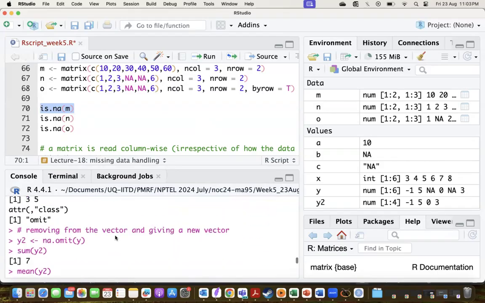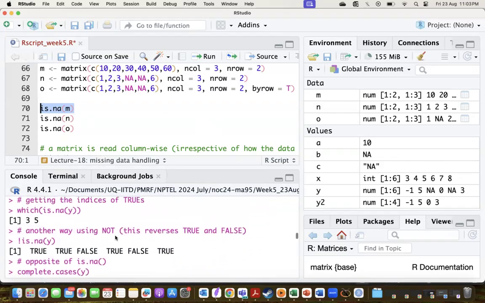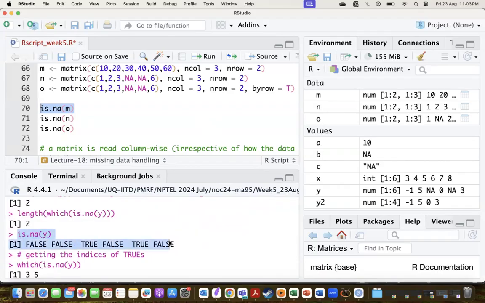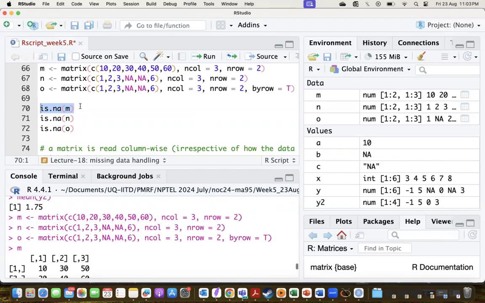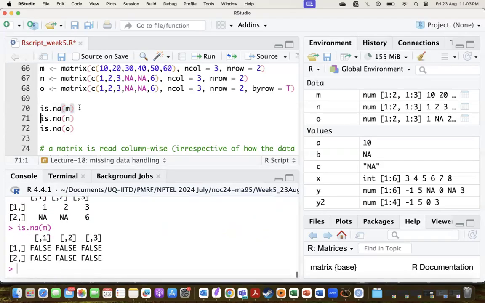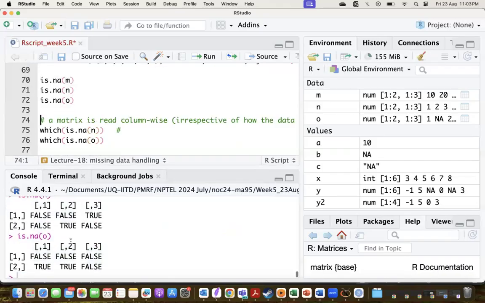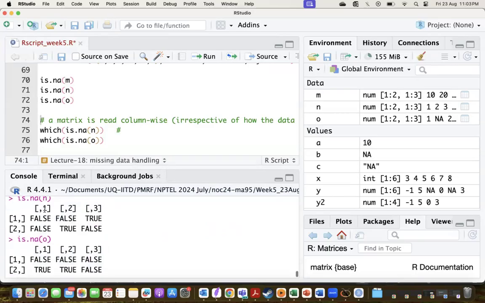If you remember, when we did is.na with vectors, it gave us as many trues and falses as the number of elements there are. So it's actually going to give us 6 falses. And it was arranged in that particular fashion as well. Likewise, if I do it for N and for O, it's giving us exactly in that same order. So it's pretty understandable.